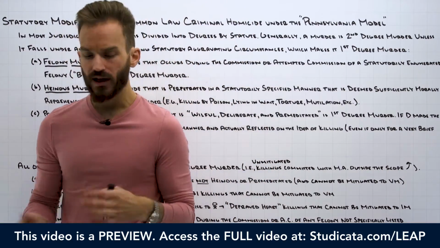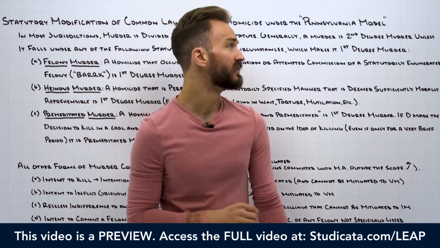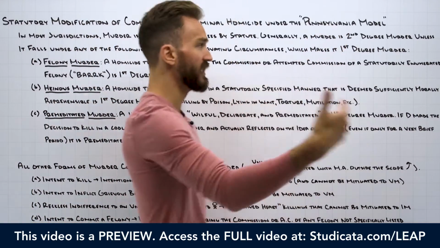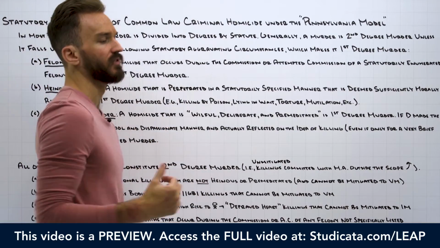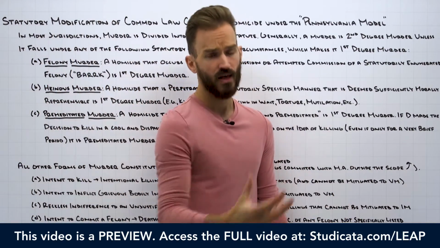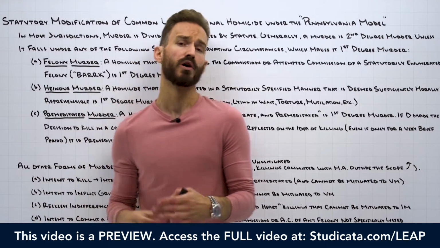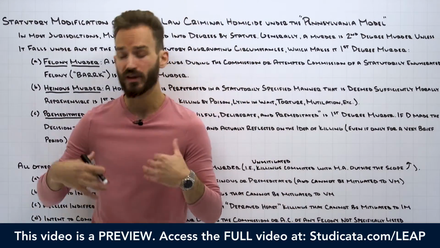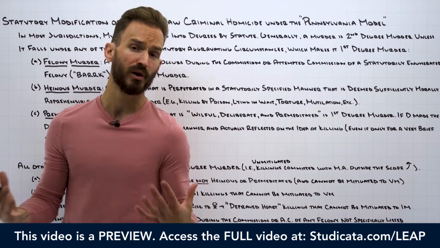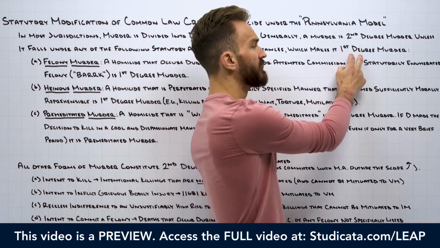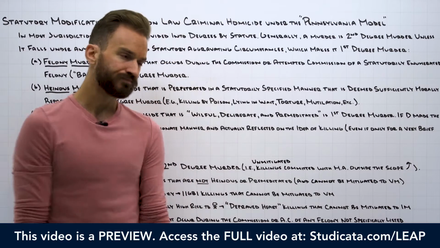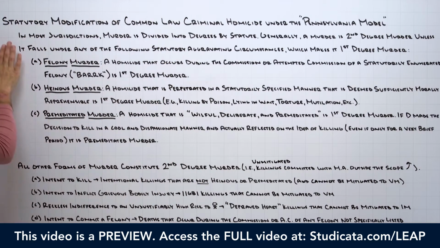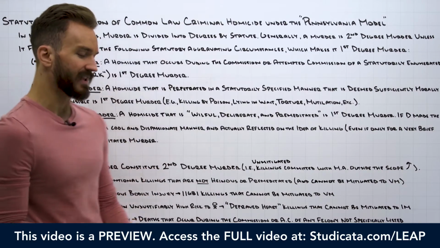Of course, today this holds true. In states that have adopted formulations of the Pennsylvania model, first degree murder is treated as a more serious offense than second degree murder. First degree murder is often subject to the death penalty or life in prison. It's one of the most serious offenses we have in the United States.